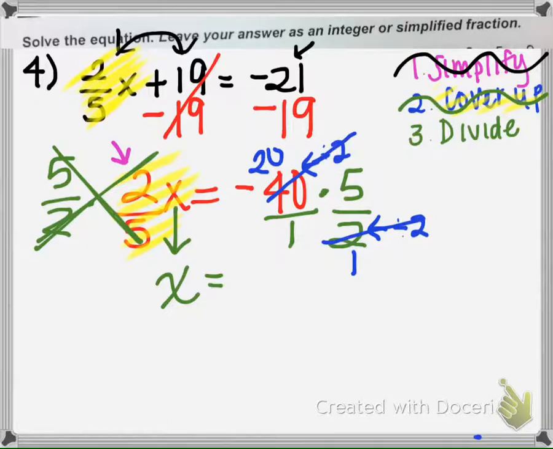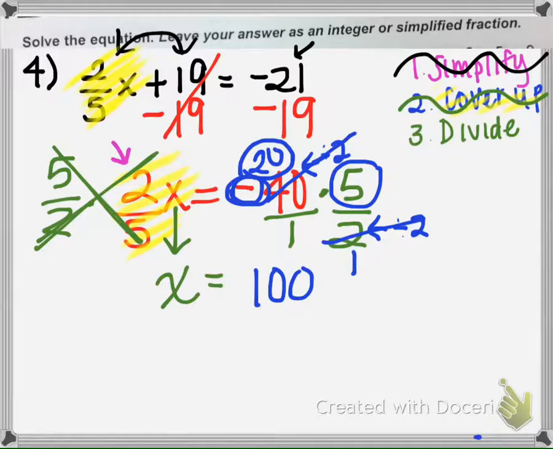And then when you multiply with fractions, you multiply straight across. So I have 20 times 5 is 100. And then a negative times a positive fraction would be a negative. So we get x equals negative 100.